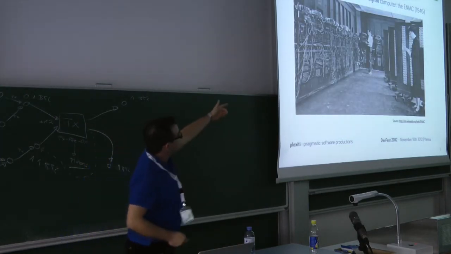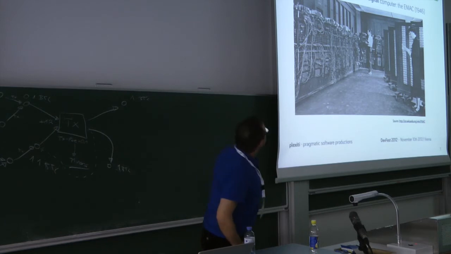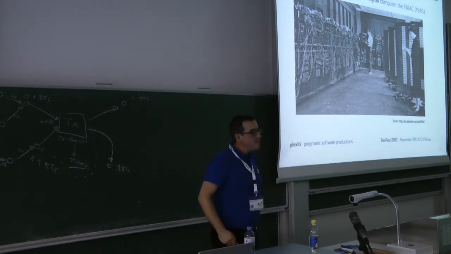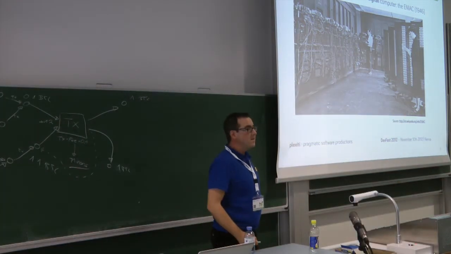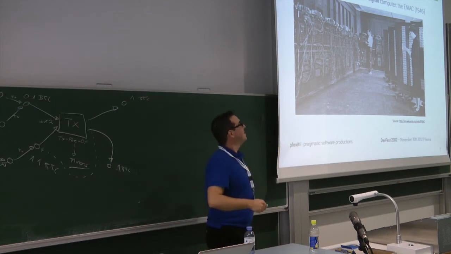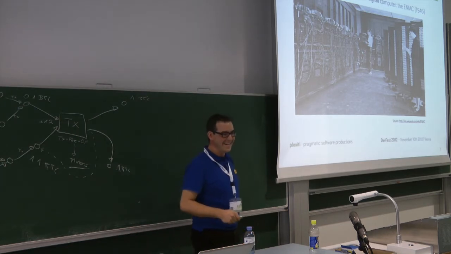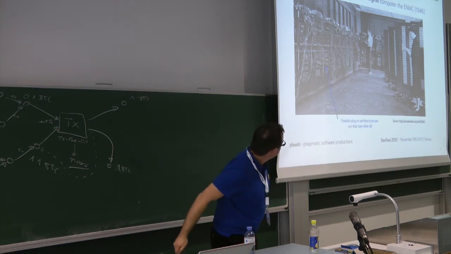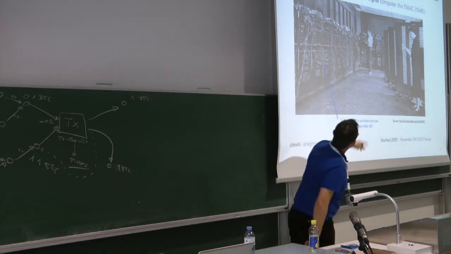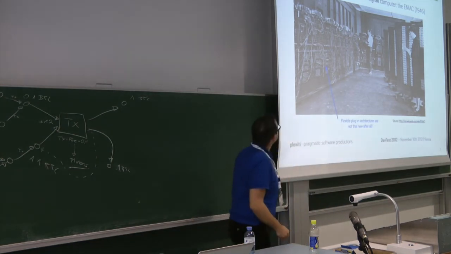This is actually the first digital computer. Okay. The ENIAC from 1946. What does the light come out? It seems that flexible plugin architectures are not that new, after all.